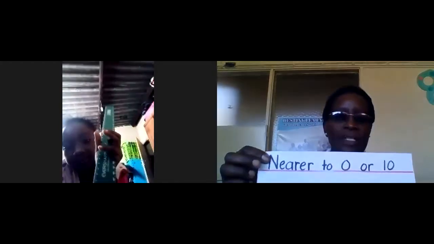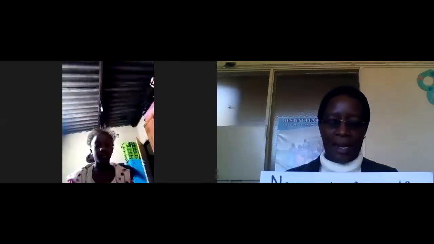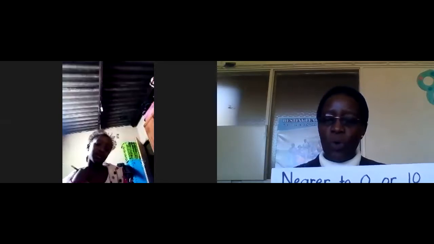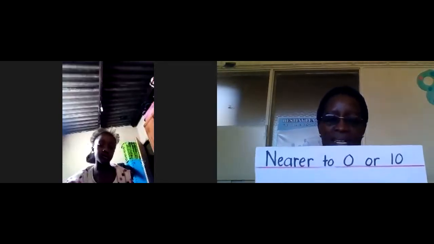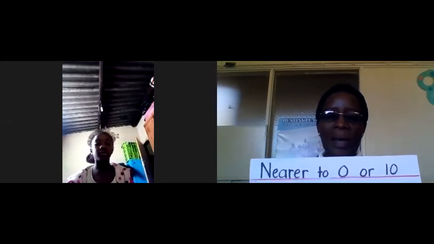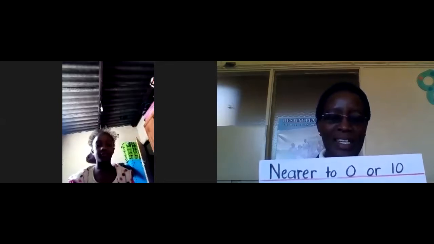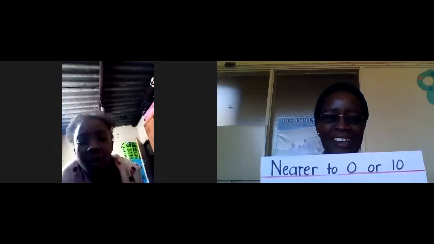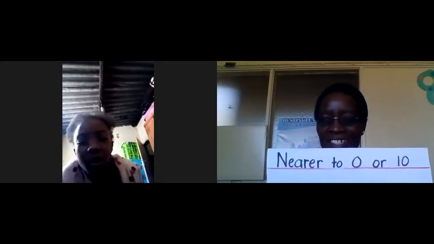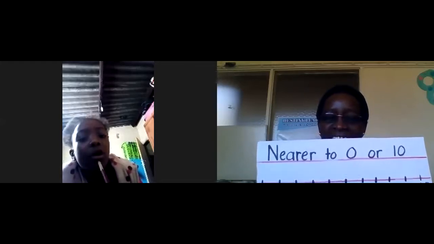All right, now let's look at mine, which is a little bit bigger. Number 0 to 10. You see 0 there and you see 10 there. Which number is halfway between 0 and 10? Which one is at the center? Is it 1? It's 0.